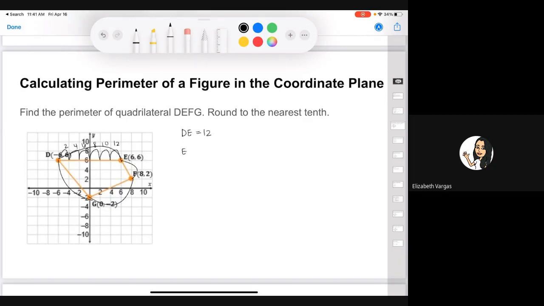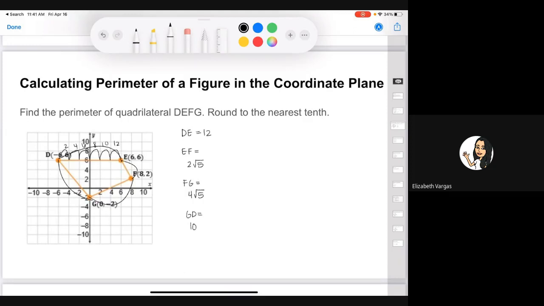So we want to find the distance of EF. Basically, you plug in those 2 points, and when you solve it, you get that's the distance of EF. FG, again, you plug in the 2 points F and G, and when you solve it, you get this. And G and D, when you solve it, you get 10.